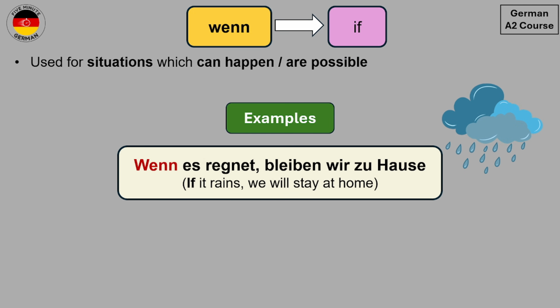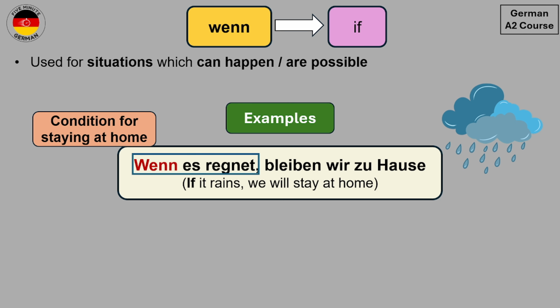So an example can be, "Wenn es regnet, bleiben wir zu Hause." If it rains, we will stay at home. Now it is possible that you saw the forecast and it did show rain. So it means that it is possible that it might rain. And that's why we have used "wenn". And you see that the part with "wenn" describes the condition for staying at home.